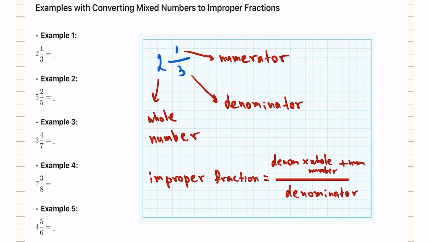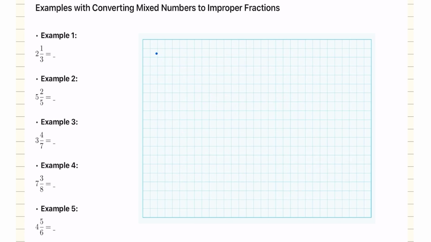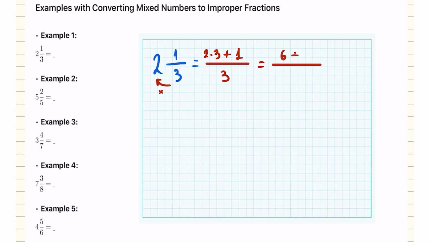Now I'm gonna show you by example. First one, 2 and 1 over 3 equals. As we said, we need to multiply 3 and 2. 2 times 3 plus numerator 1 over denominator 3, which stays the same. And then we just need to simplify this. This is equal to 2 times 3 is 6 plus 1 over 3. This will be 7 over 3, and that's the answer. 7 over 3. It's really simple.